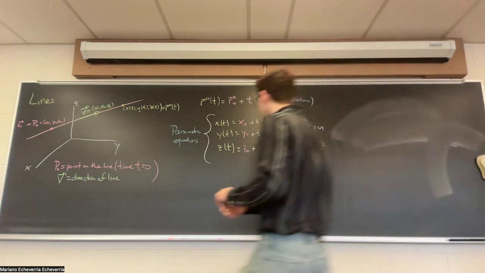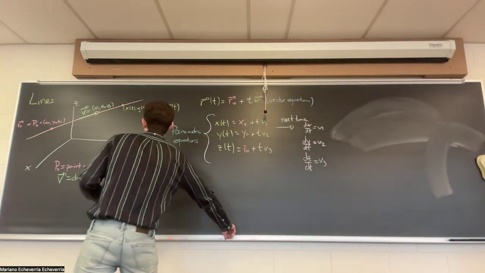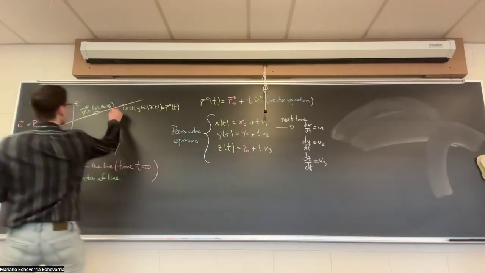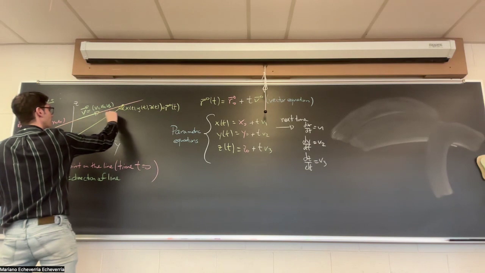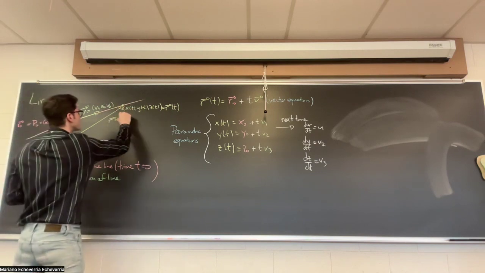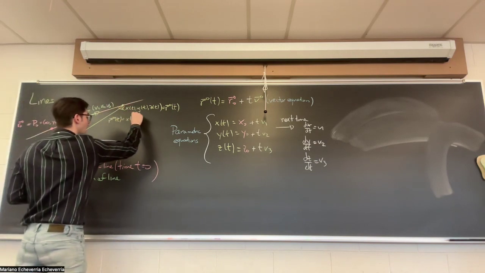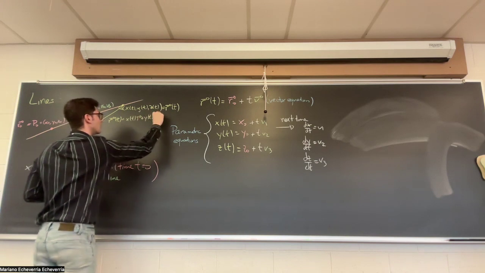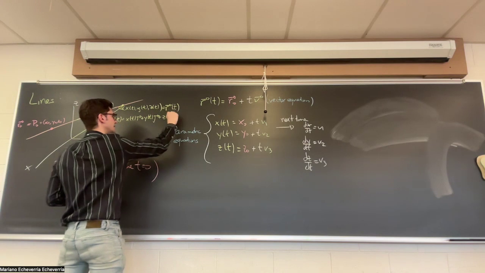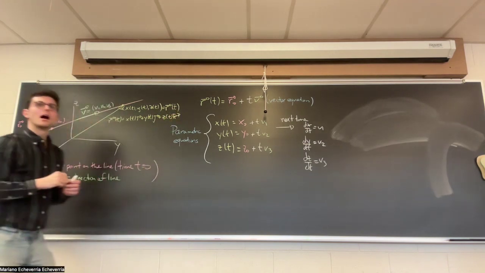So in terms of the picture, r of t, if you were to draw it here, would be this vector. If you prefer, you could write it as x of t i plus y of t j plus z of t k, right? Is that making sense?